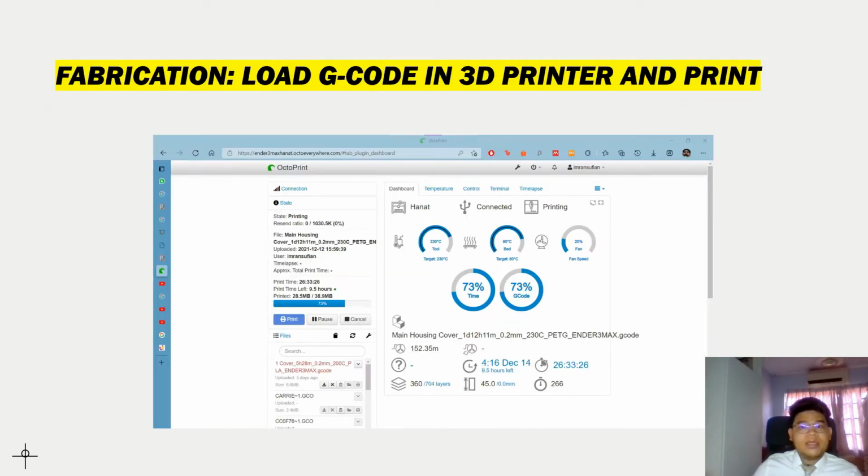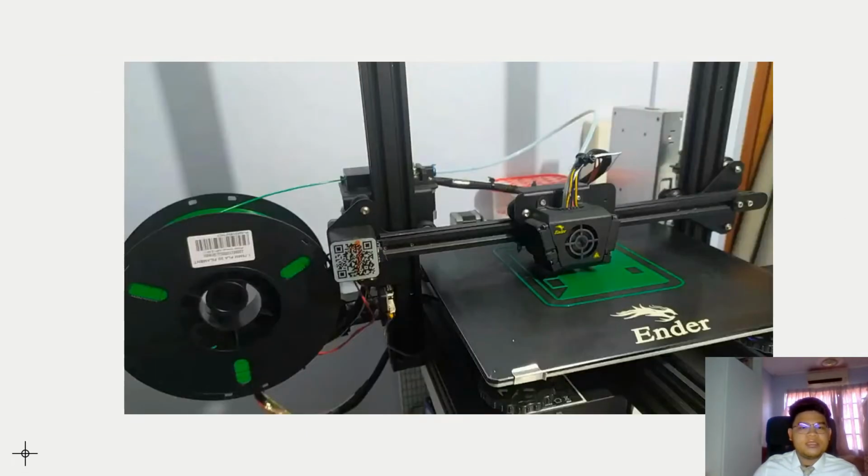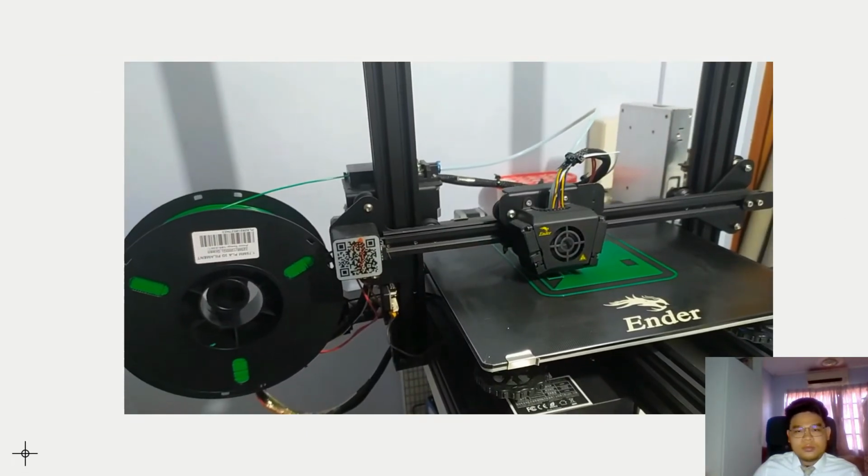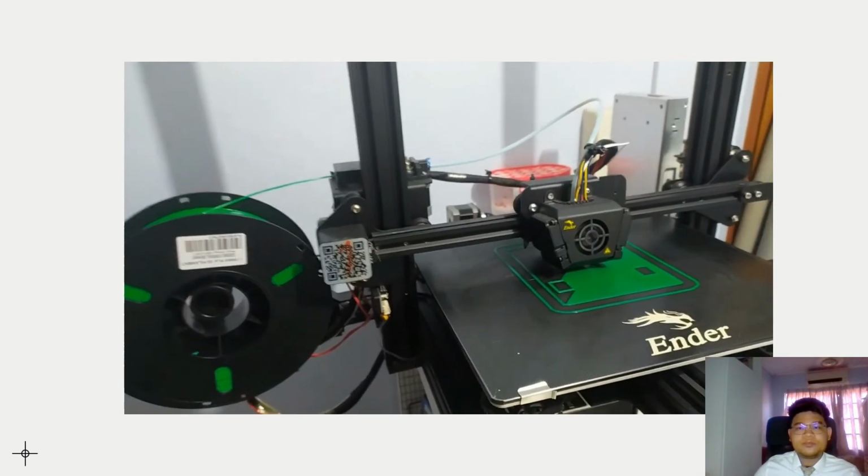Okay. And then after that, I load the G code in the 3D printer and I hit print. I'm using OctoPrint. Why OctoPrint? It is much easier for me. It is connected over Wi-Fi, so I can transfer the G code to the printer wirelessly. Okay, and then this is the printing in action.